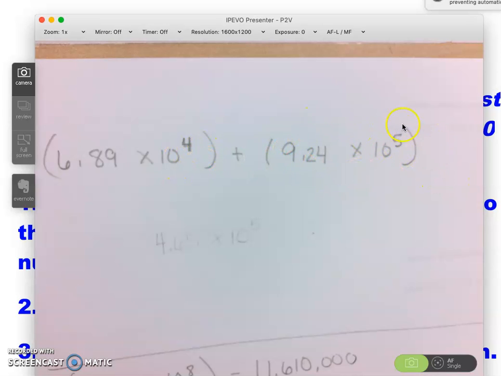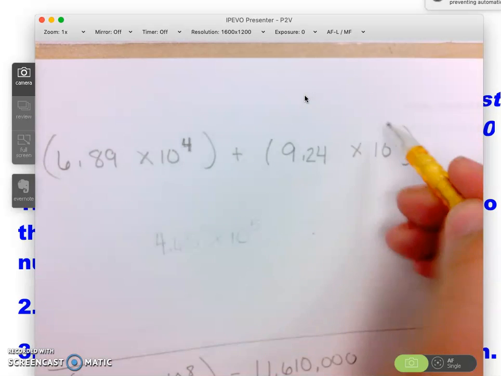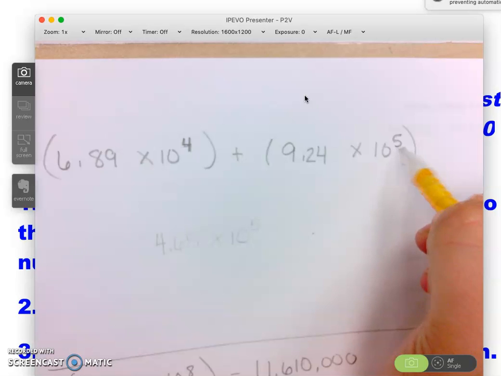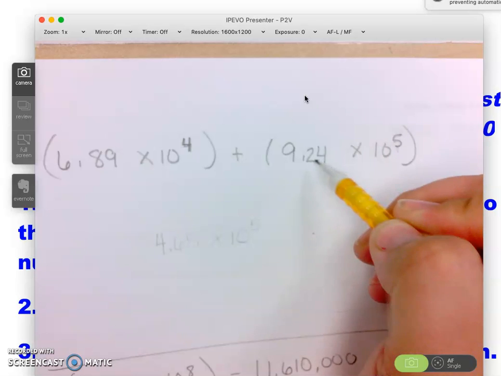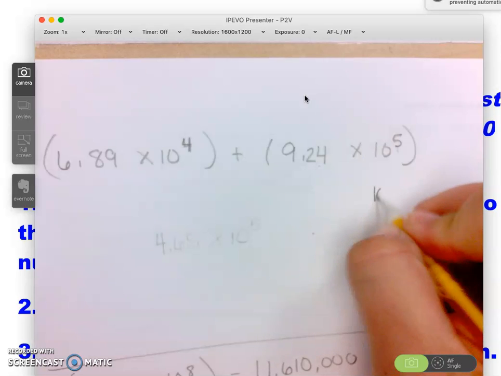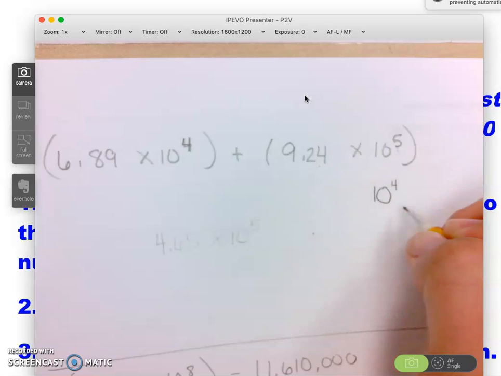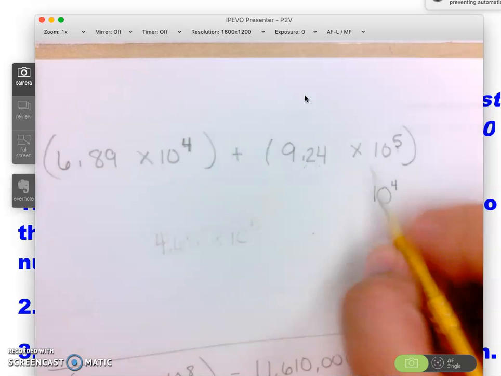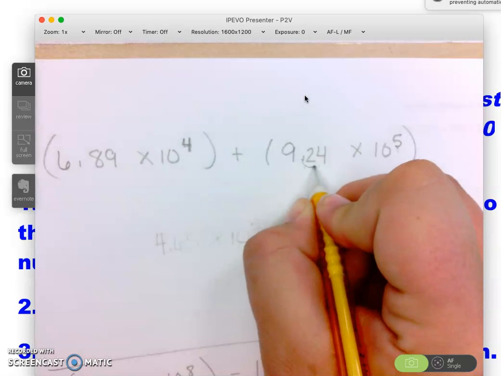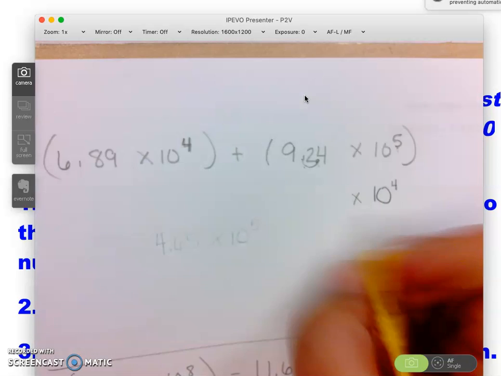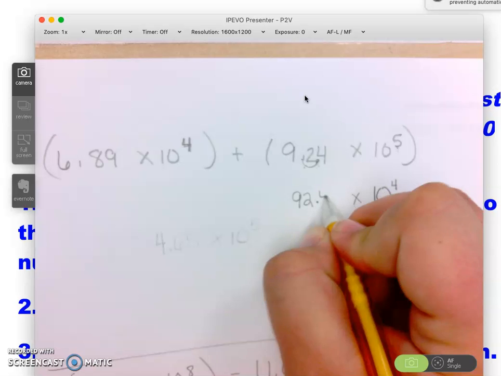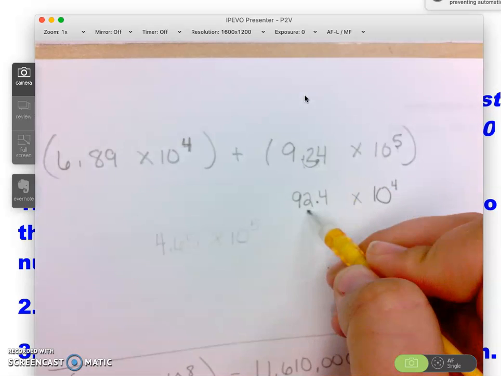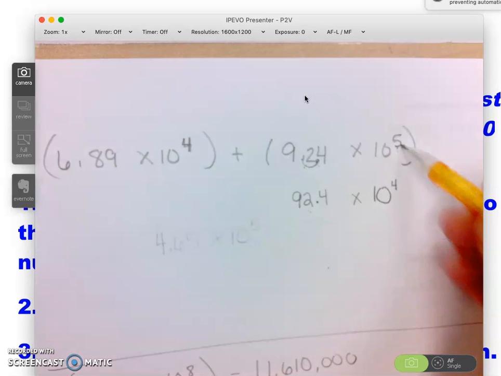And I can do that. I can change this number, but if I change this number, I will have to change this number. What I like to do is think of it like a scale. If I make this number smaller, I've got to make this number bigger. So I want to make this 10 to the 4th, and 5 becomes 4, that's making it smaller. So I need to make this one bigger. This decimal is going to be moved one place to the right because now it's going to be 92.4. 9.24 becomes 92.4. It became bigger because this number became smaller.